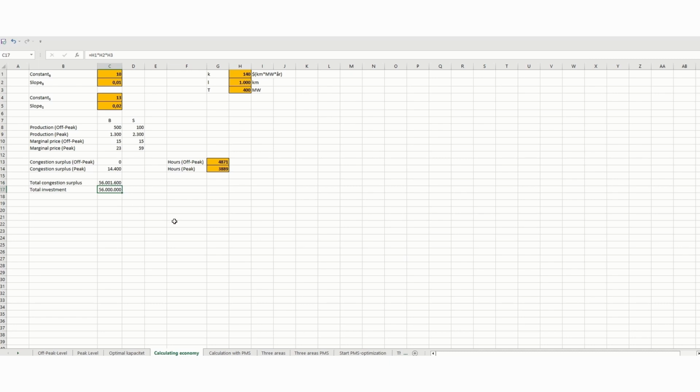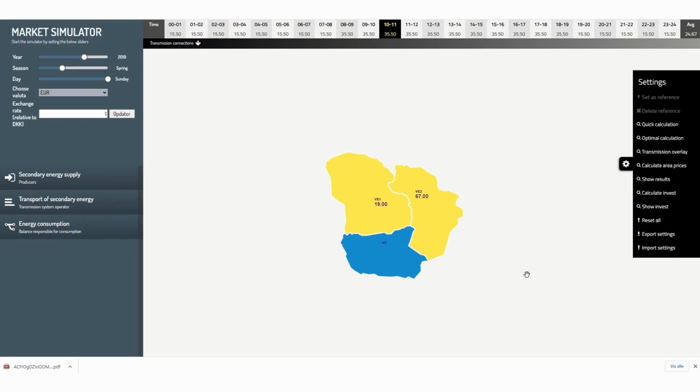Now we have done the same calculation in this Excel sheet as it is in the textbook. Now I will do the same type of calculation applying the power market simulator. Here we are inside the power market simulator. We have the two areas we want to do calculations for here. And up here, we have the off-peak period and the peak period. We'll do a calculation in the peak period here.